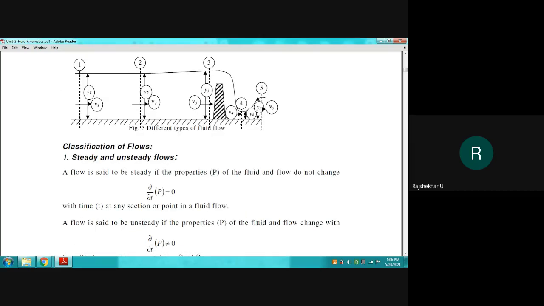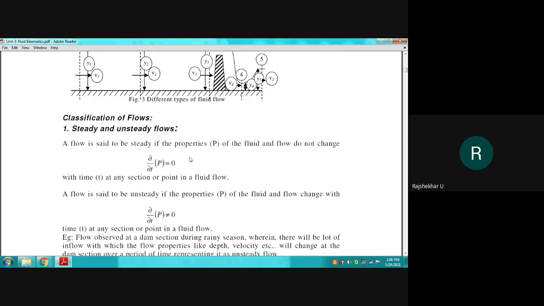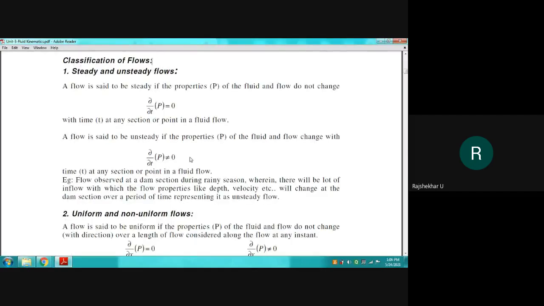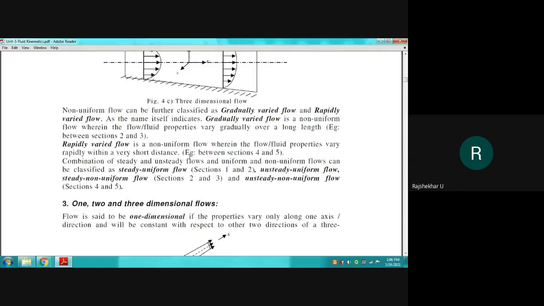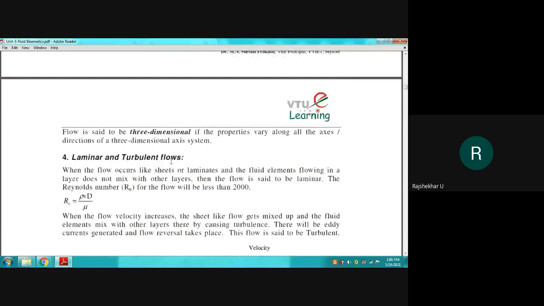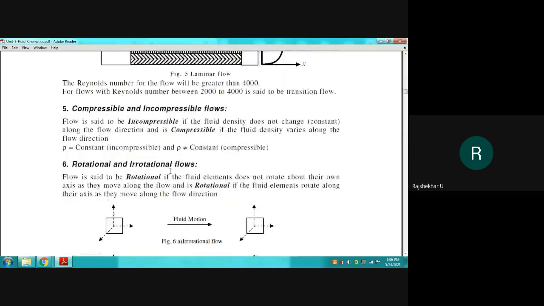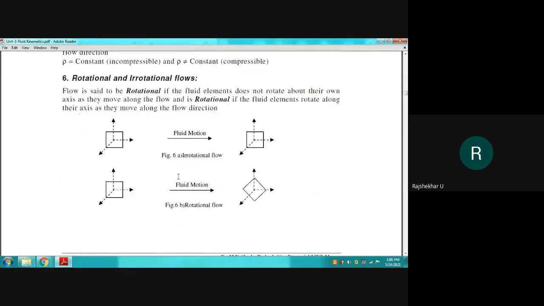Okay, so next we have classification of flows. There are different types of classification with respect to flows. We have steady and unsteady flow, uniform and non-uniform flow, one-dimensional, two-dimensional, three-dimensional flows, laminar and turbulent flows, compressible and incompressible flows, rotational and irrotational flows. So there are different types of flows.